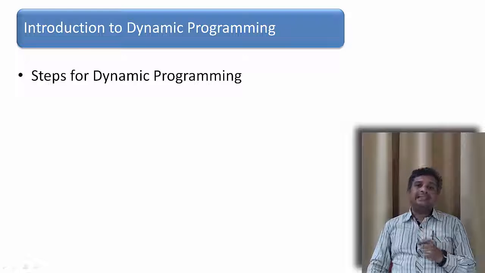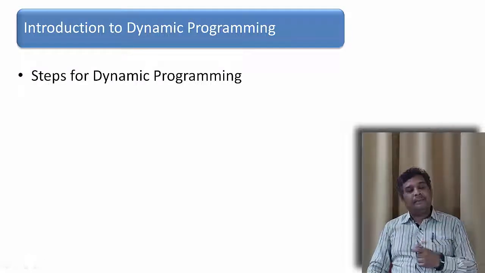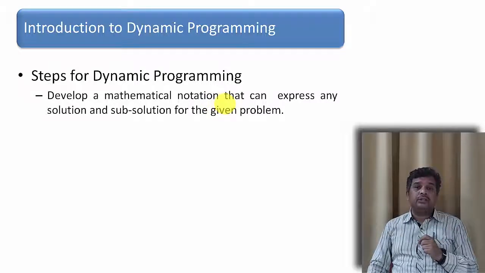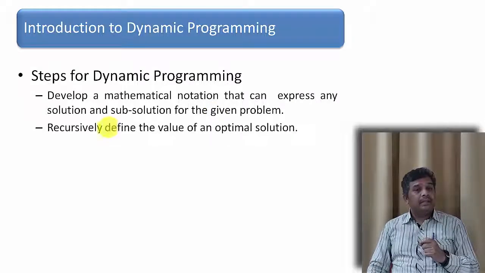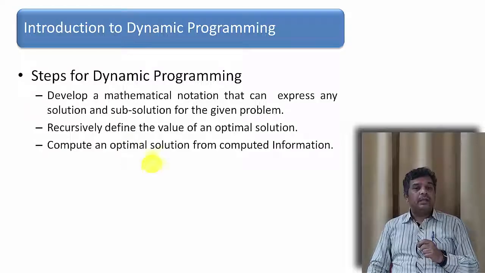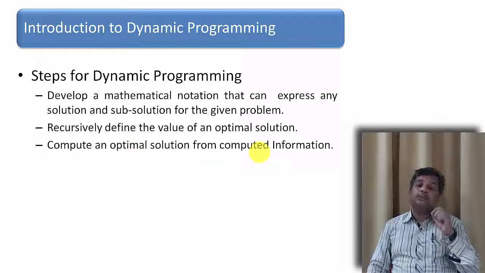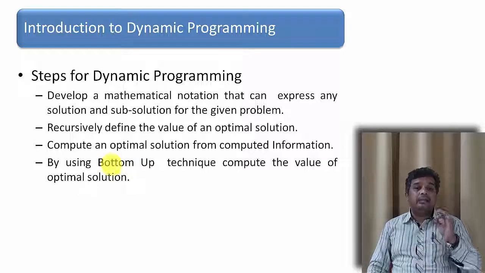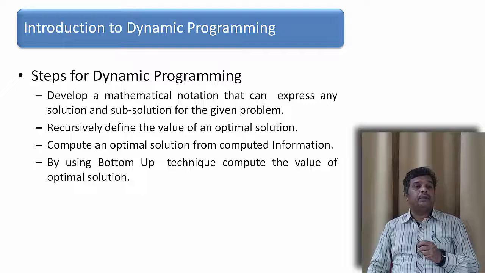Let us see what are the steps that we use for dynamic programming. Basically, we develop a mathematical notation that can express any solution and sub-solution for a given problem. Then recursively define the value of an optimal solution. Then compute the optimal solution from the computed information that we have. And by using the bottom-up technique, compute the value of the optimal solution.